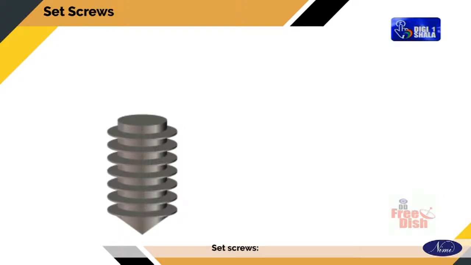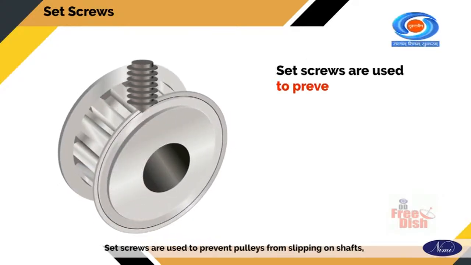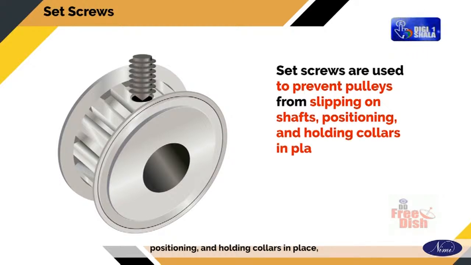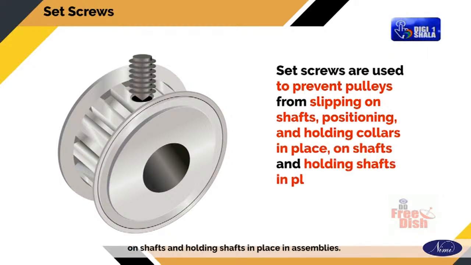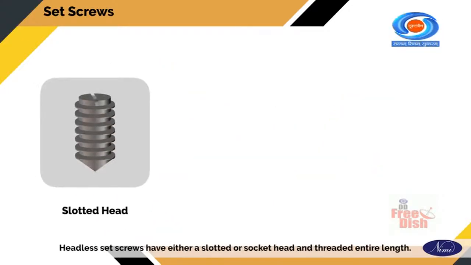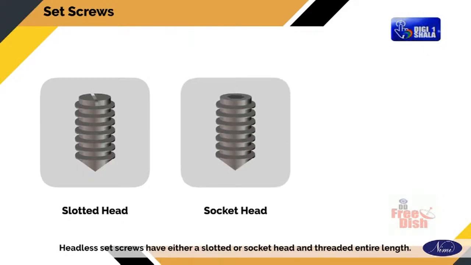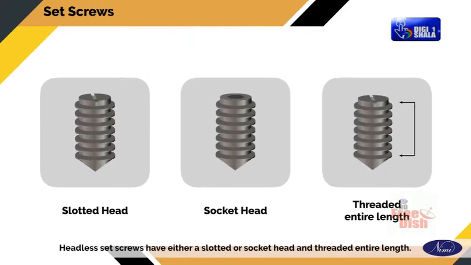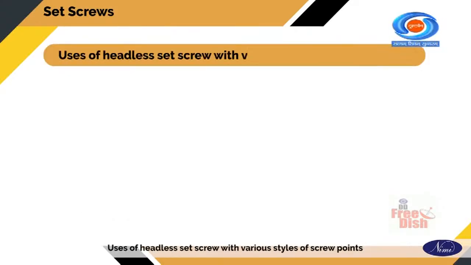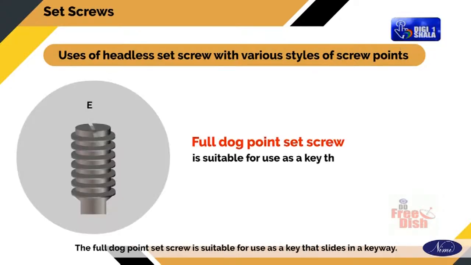Set screws. Set screws are used to prevent pulleys from slipping on shafts, positioning and holding collars in place on shafts and holding shafts in place in assemblies. Headless set screws have either a slotted or socket head and are threaded the entire length. Uses of headless set screw with various styles of screw points. Screw is suitable for use as a key that slides in a keyway.